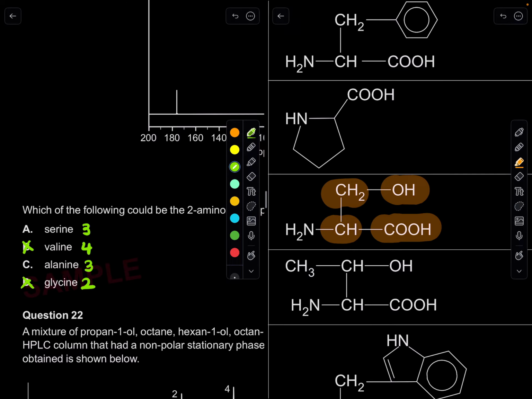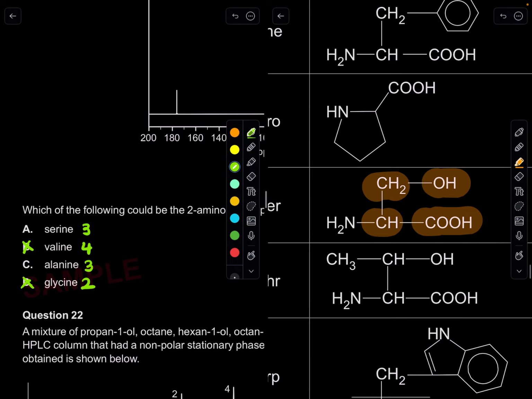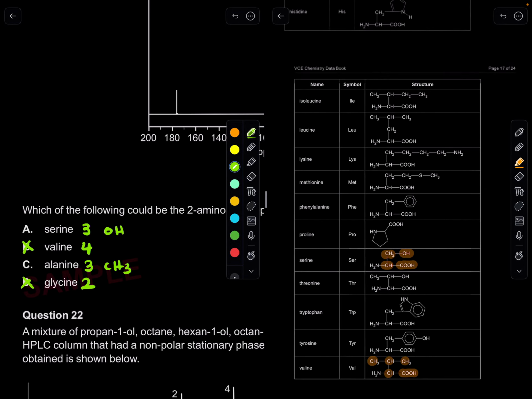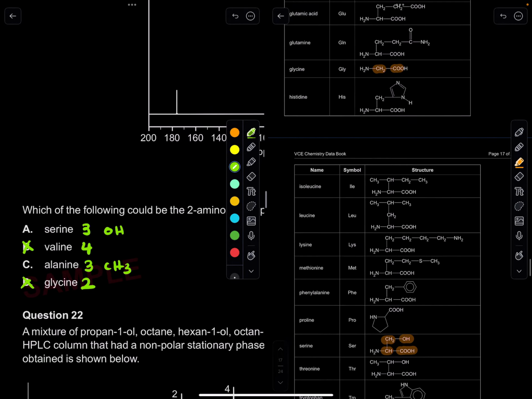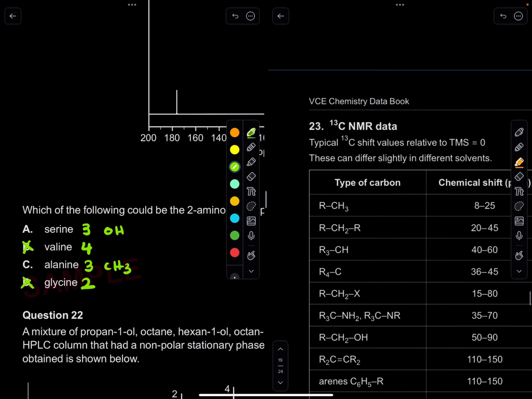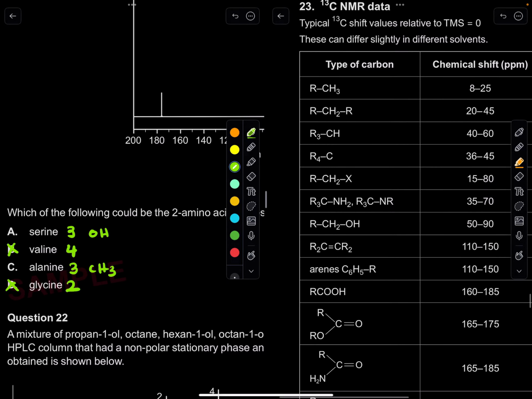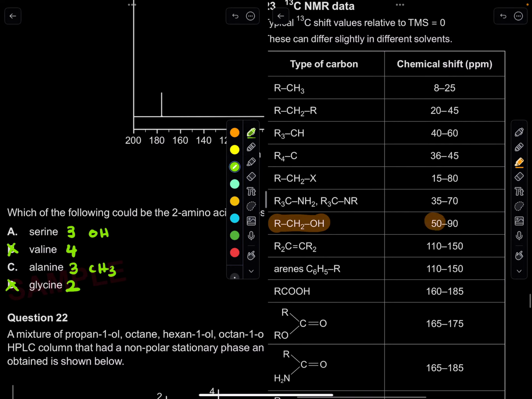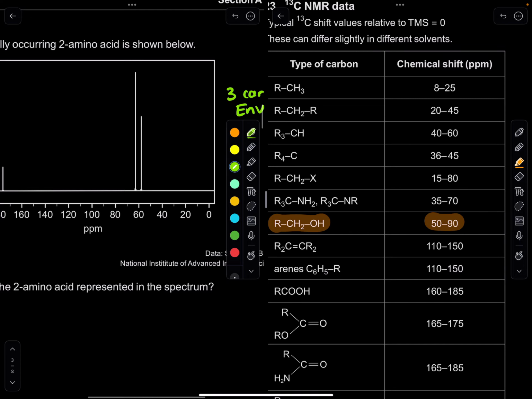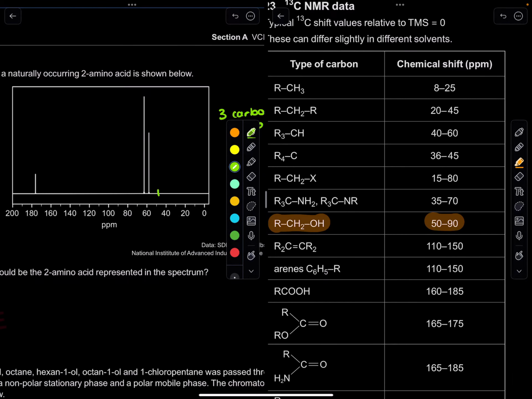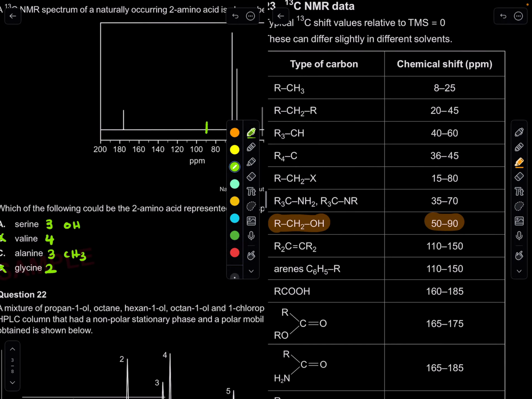All right, so basically what do we know? We know serine has an OH, and most importantly, the other one, alanine, had a CH3, if I'm not mistaken. Yeah, it had a CH3. So I'm going to go down to my carbon NMR data and compare them. Serine has an OH. This is where the OH is. It actually occurs at 50 to 90. Are there peaks at 50 to 90? So 50 is here, 90 is here. Yeah, we got 2 peaks. So it could be serine.